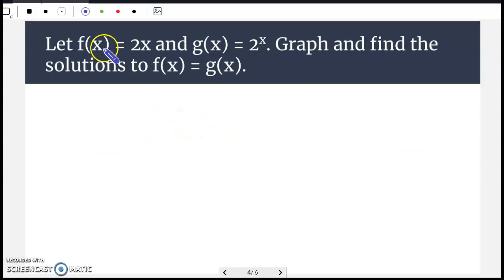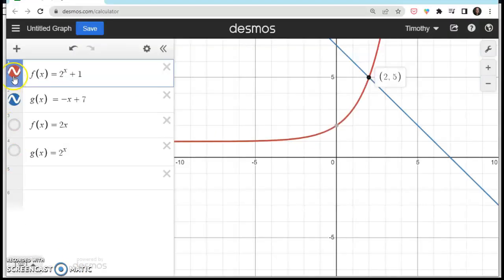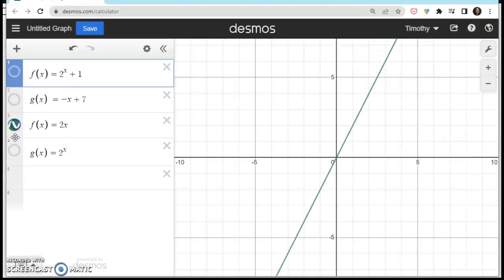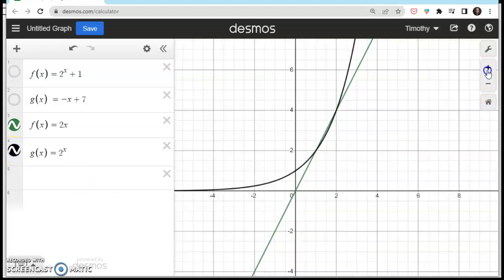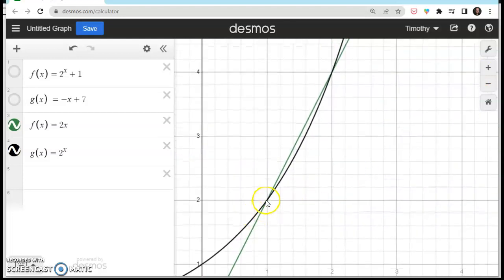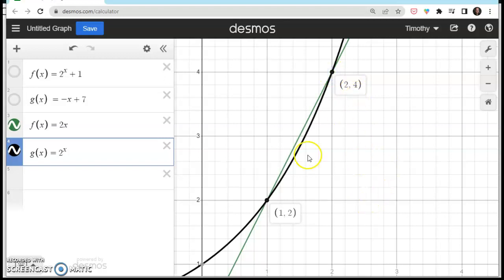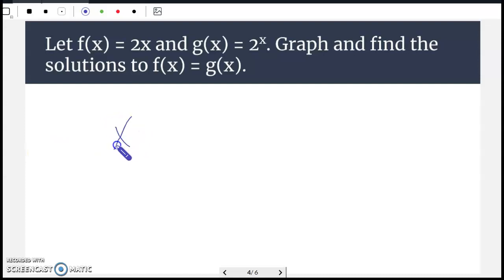Let's look at f of x equals 2x and g of x equals 2 to the x. We'll go back to Desmos for that. Let's turn off our previous two functions. 2 times x, and 2 to the x. And looking like they intersect 2 times. Here's one intersection at 1, 2, and also at 2, 4. So these two functions, the green line and the black line, have the same y value at x equals 1 and x equals 2. Those are our two solutions.